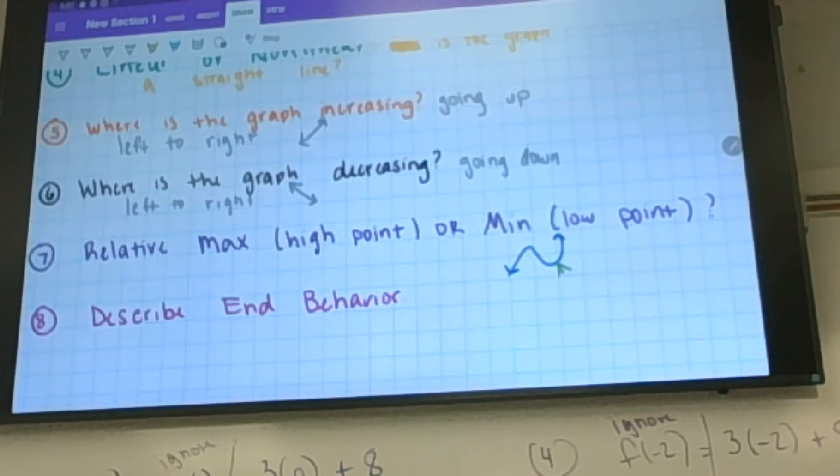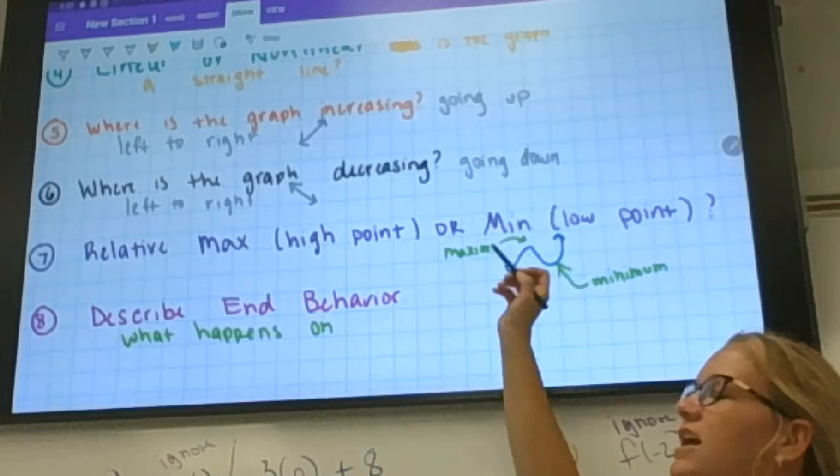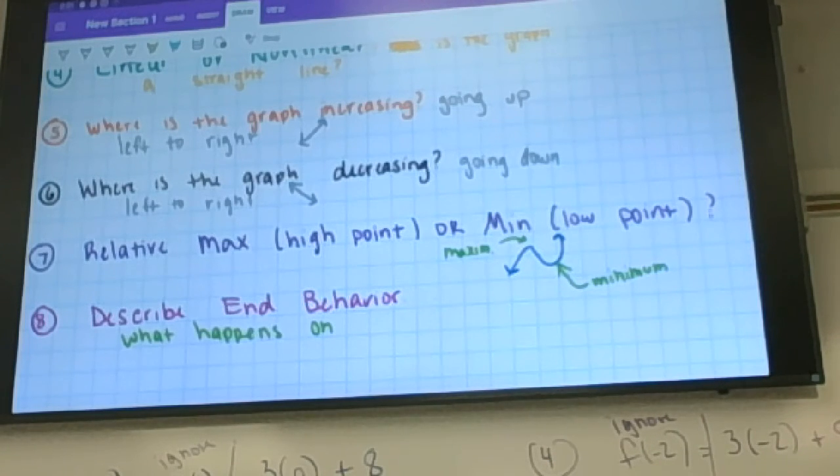So this little dip would be called a minimum. Because it's a little dip. And then up here, this little hill, that would be called a maximum. That's what we're looking for in a description. And the end behavior is what's happening on the left and the right of the graph. It's got a little dot here to indicate it's an abbreviation for maximum.